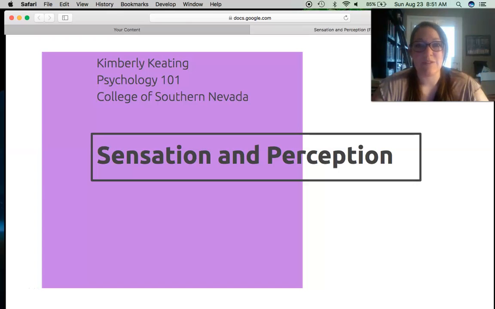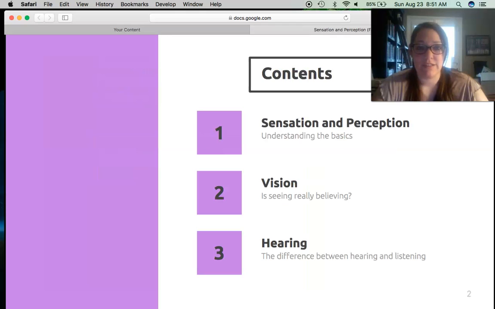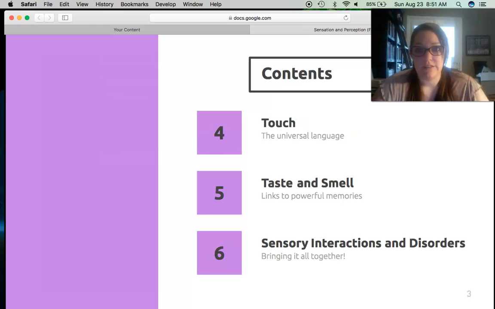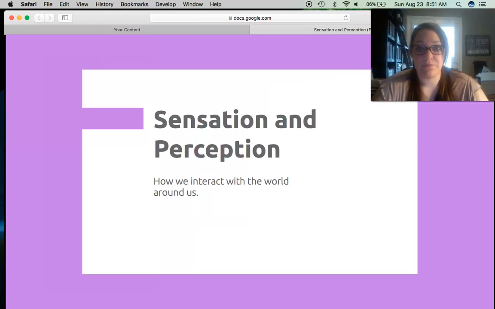This week we're talking about sensation and perception. So here's what we're going to be covering this week. We're going to talk about the basics of sensation and perception, then we'll talk about vision and hearing, touch, taste and smell, and then we'll talk about sensory interactions and disorders. So let's get started talking about the basics of sensation and perception, how we are interacting with the world around us.